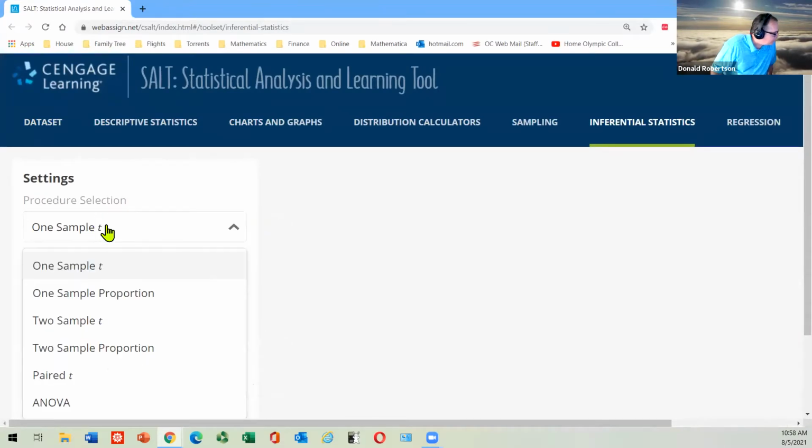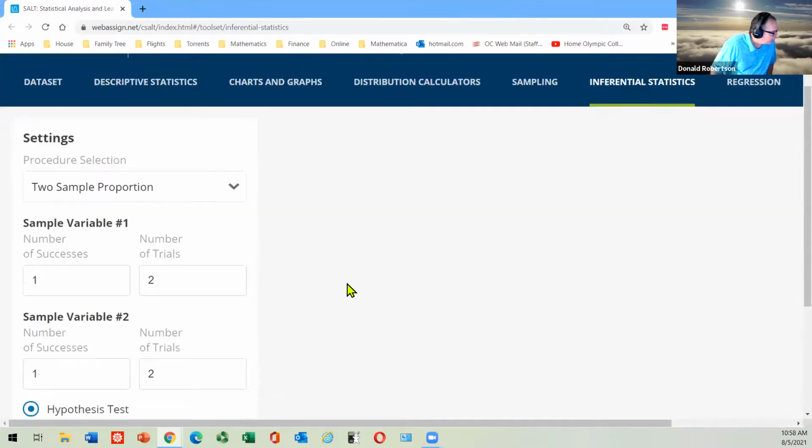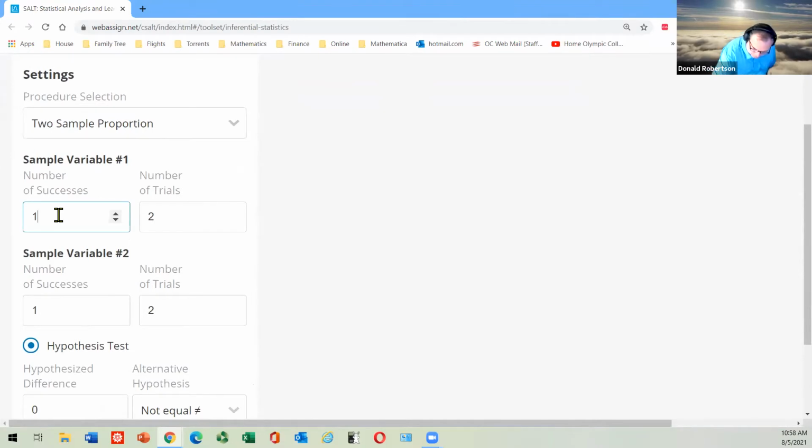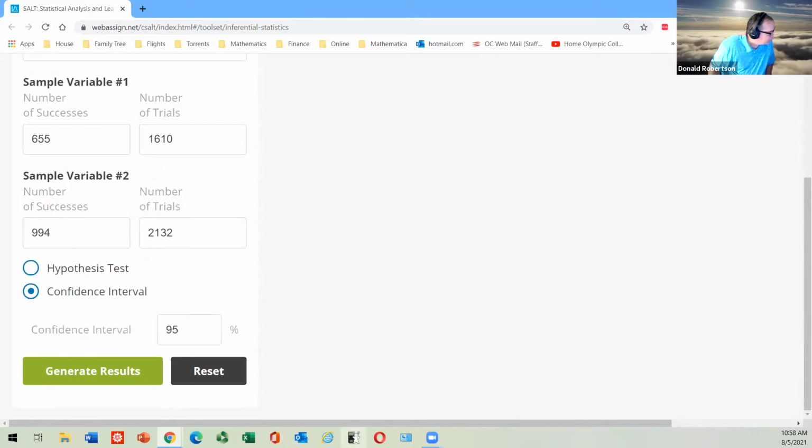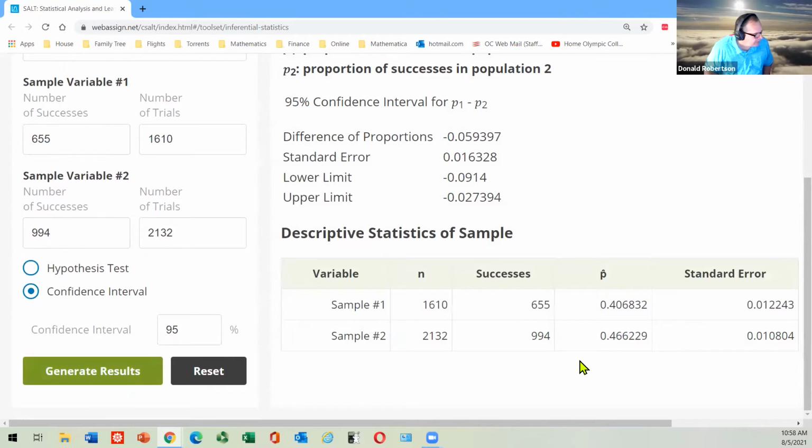Right. So, two sample proportion. The first variable was 655 out of 1610. The second one was 994 out of 2,132. It was another 95%, and I'll generate the results.